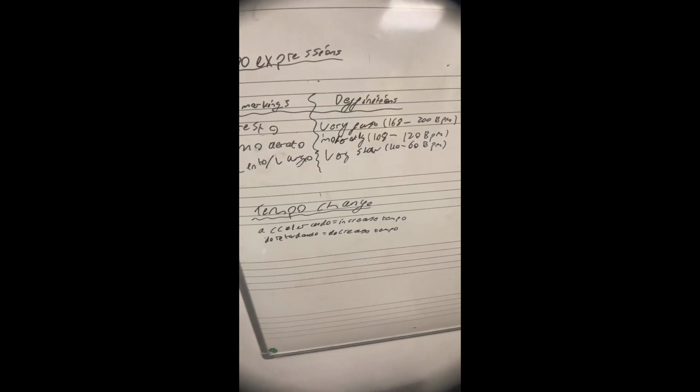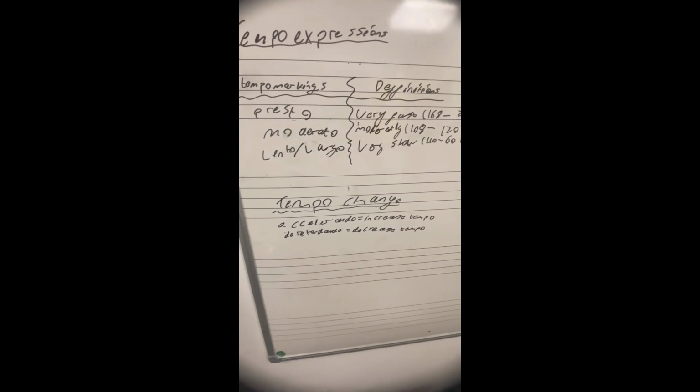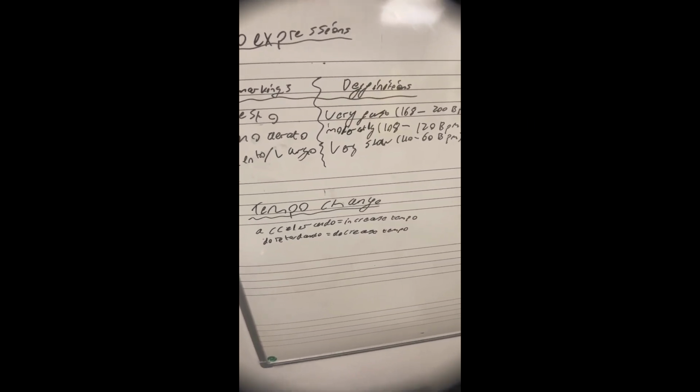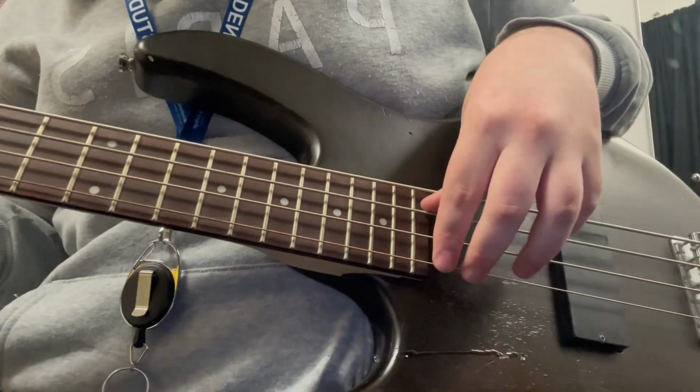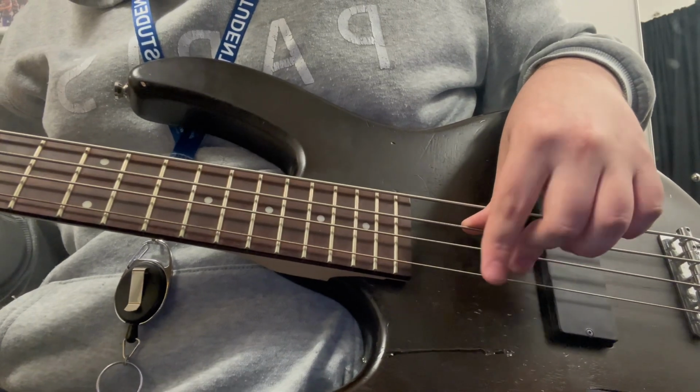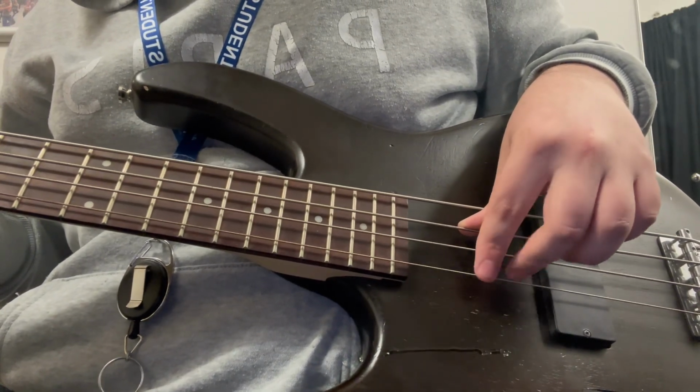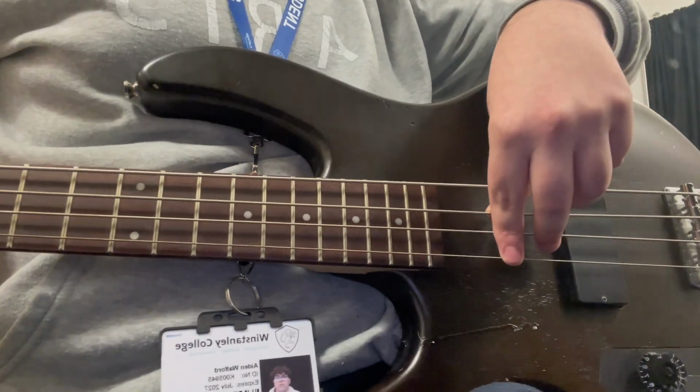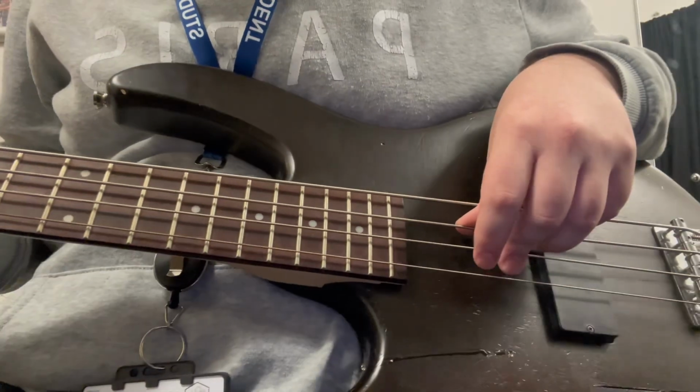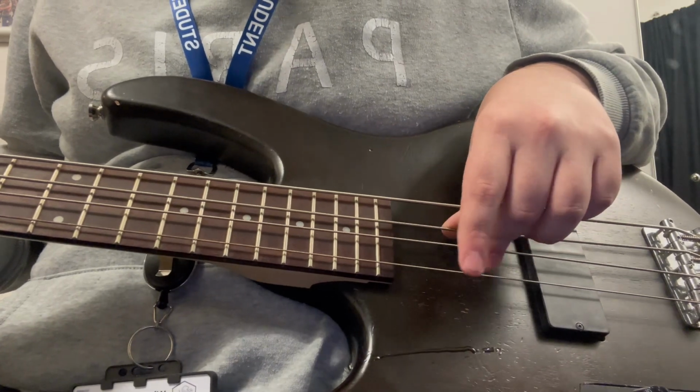With tempo change, we've got two. We've got accelerando, that's an increase in tempo, so it's going from slow speed to a high speed. That's increasing, like accelerating in a car. Then you've got ritardando, that's decreasing tempo, so that's like decelerating in a car. So this would be accelerando, so it goes like getting faster. Then ritardando would be like slowing down.